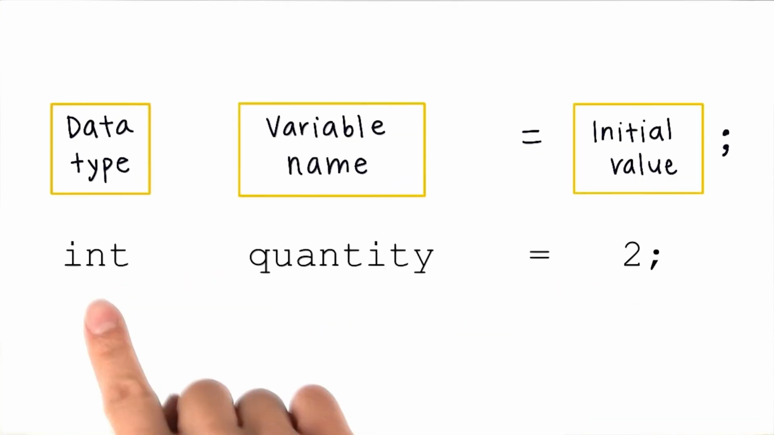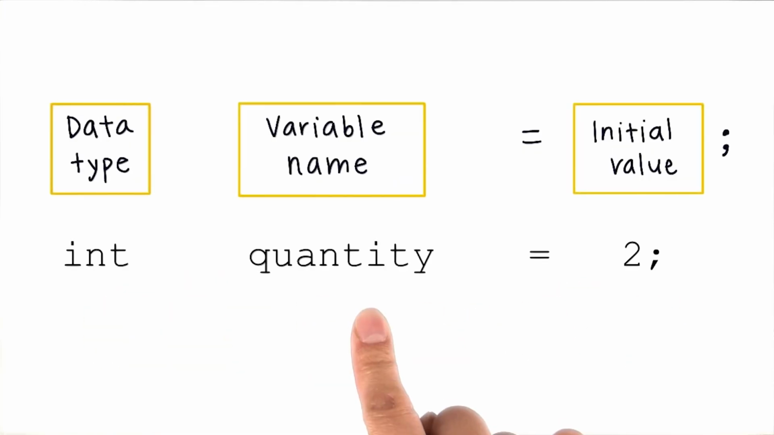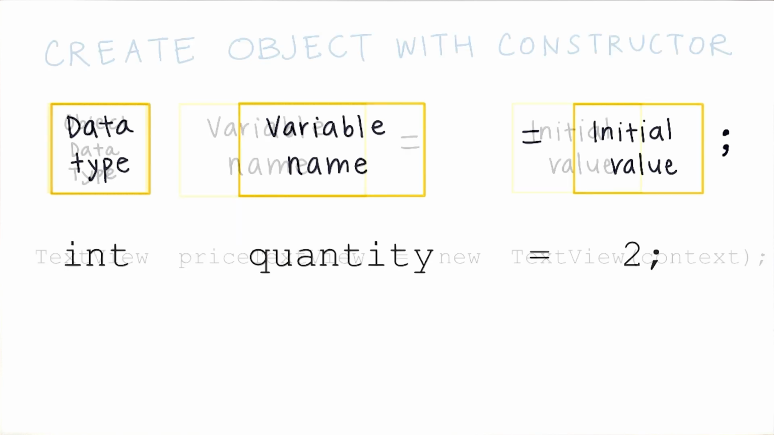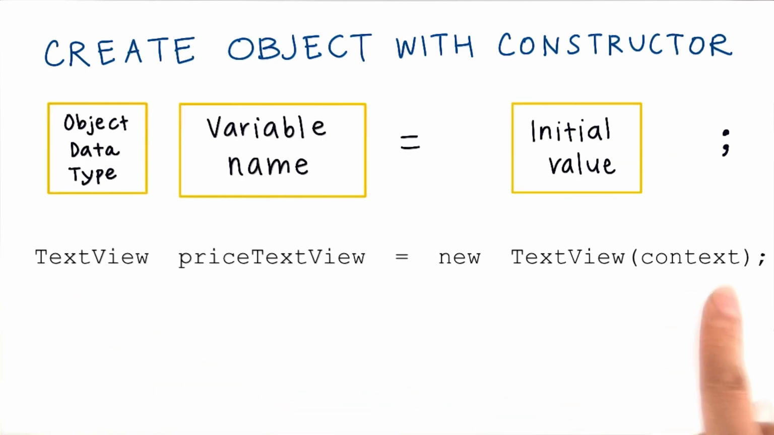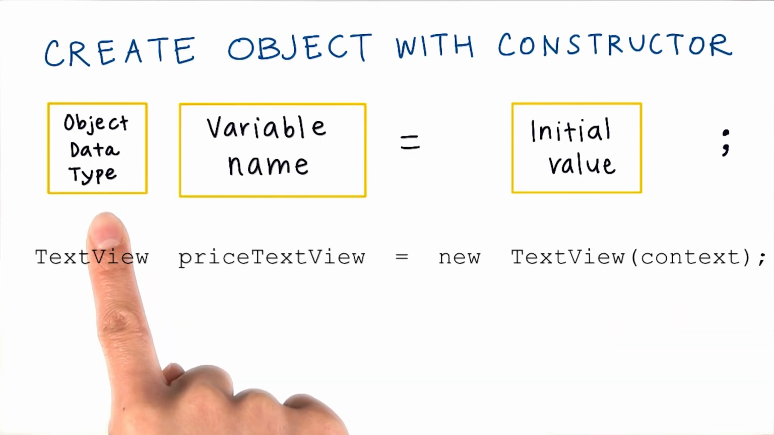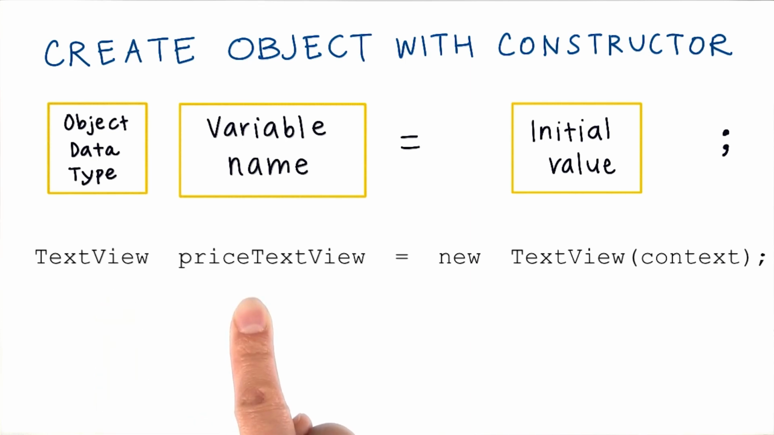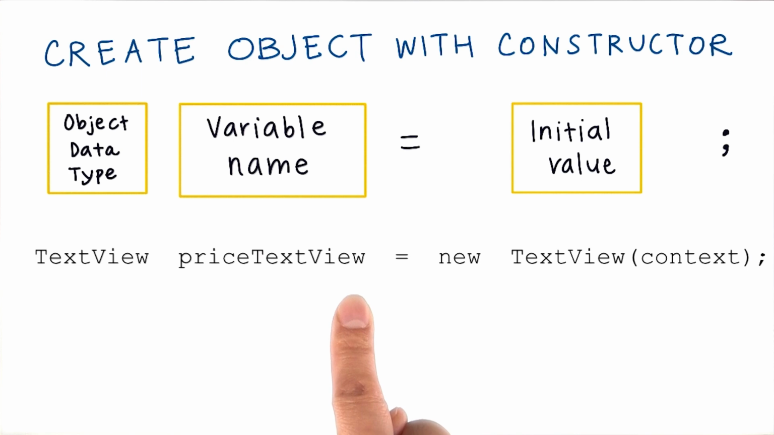Do you remember how we created a new integer variable named quantity, and we set it to have an initial value of 2? Creating a new object and storing it inside a variable is going to follow a similar format. It'll look something like this. Instead of the int data type, though, we have an object data type. The object data type is whatever we call the class name. In this case, it's TextView. The variable name can be anything as long as it follows the conventions for variable names. So we just call it price TextView.